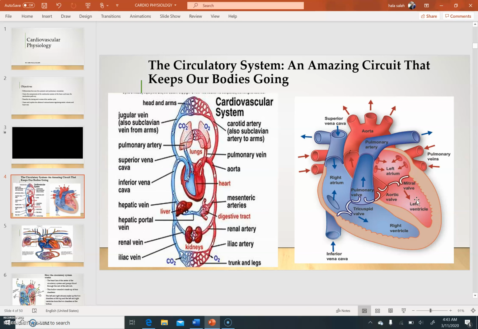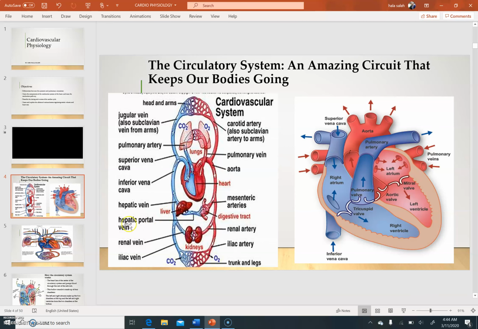We said also that we have to know the rule that all arteries carry oxygenated blood, with one exception, which is the pulmonary artery that carries deoxygenated blood. And the same for the veins. We have a rule that says all veins carry deoxygenated blood, unless they are the pulmonary veins, which are the veins that carry the oxygenated blood.